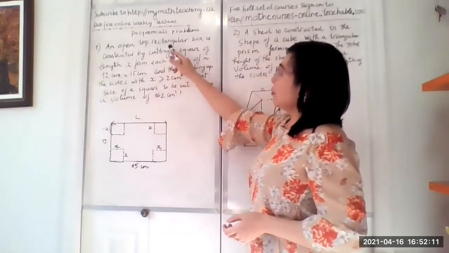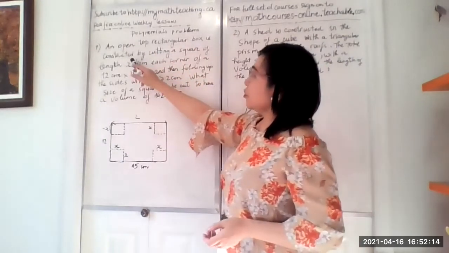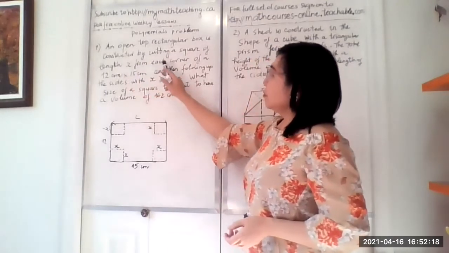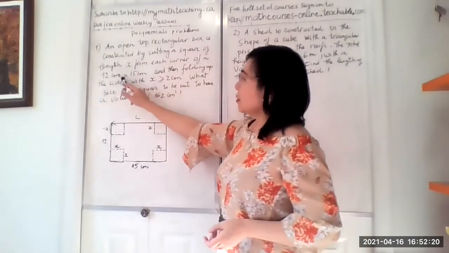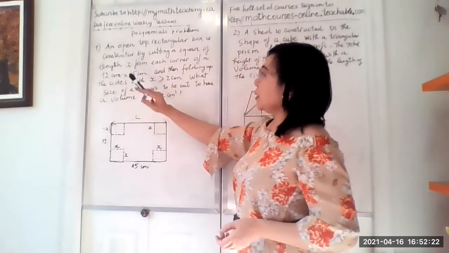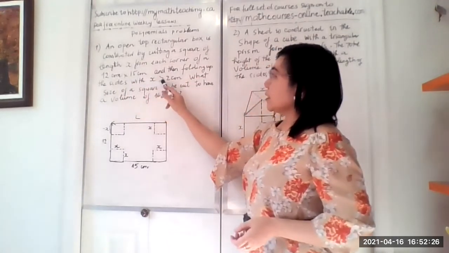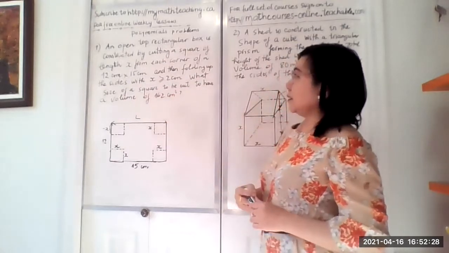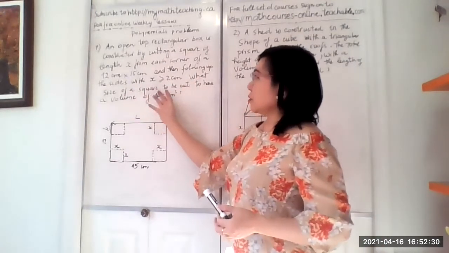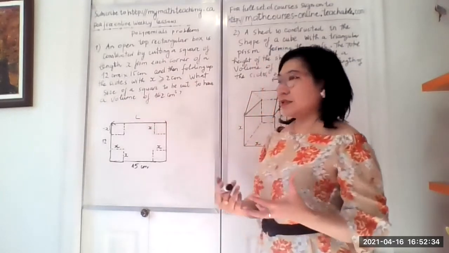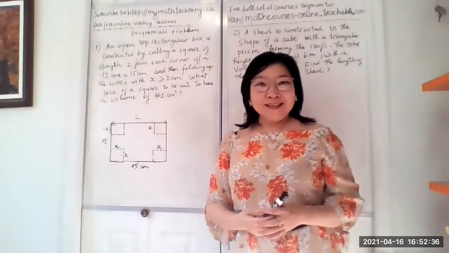An open-top rectangular box is constructed by cutting a square of length x from each corner of a 12 centimeter by 15 centimeter sheet, and then folding up the sides, with x bigger than or equal to 2 centimeters. What size of square is to be cut to have a volume of 160 centimeter cube?